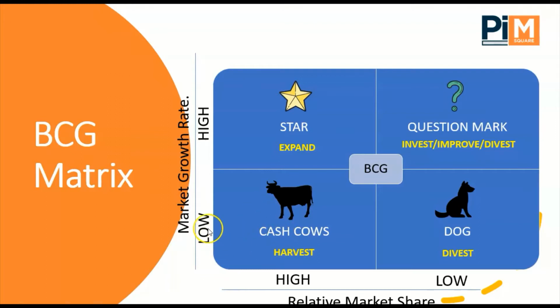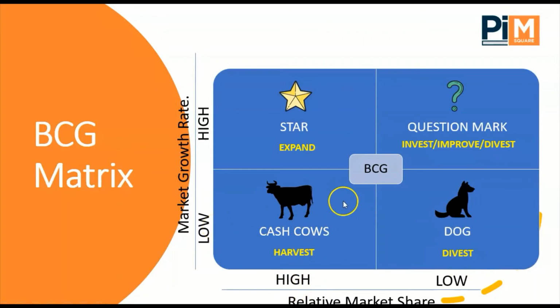Cash cows are low on market growth rate and high on market share, and stars are high on market growth rate and high on market share. Question marks are high on market growth rate and low on market share, and dogs are low on market share as well as low on market growth rate. Overall, with question mark SBUs you never know which side they are going to go, and star SBUs have both high market growth rate and high market share, while cash cows are high on relative market share but low on market growth rate.